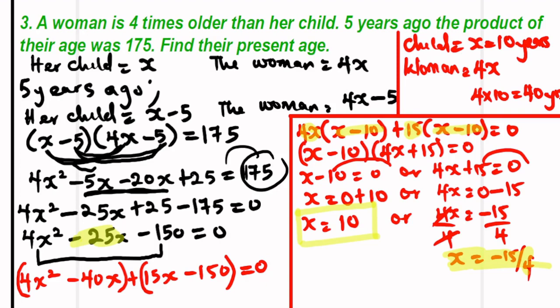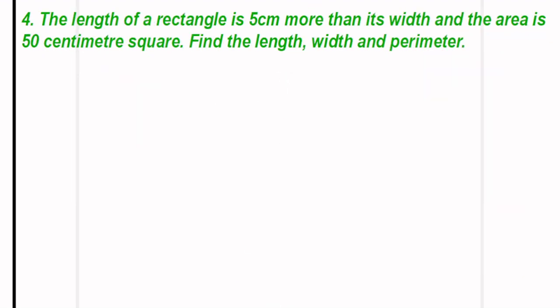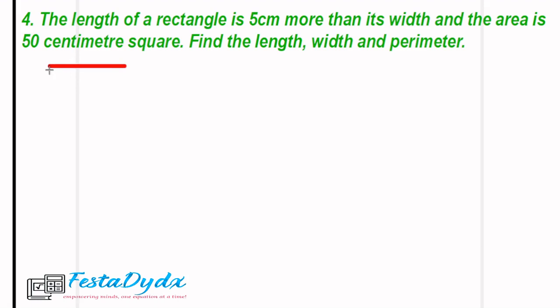So now let's move to question number 4. For question number 4, we have the length of a rectangle is 5 centimeters more than its breadth. Before we can go further, let's draw a rectangle. So we'll be working with the diagram. This is a rectangle.